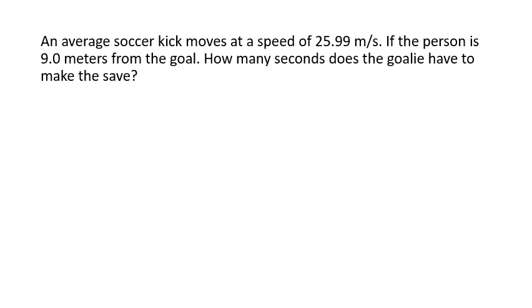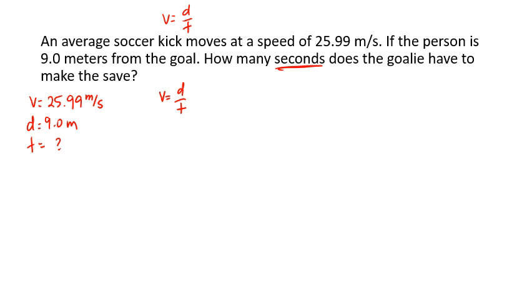Our last problem. An average soccer kick moves at a speed of 25.99 meters per second. If the person is 9 meters from the goal, how many seconds does the goalie have to make the save? So of course he's trying to prevent this goal from going in. Speed equals distance over time. Line up our variables. What is the question asking for? It's asking for seconds. So we put a question mark for time. It tells us we have a distance of 9 meters and a speed of 25.99 meters per second.